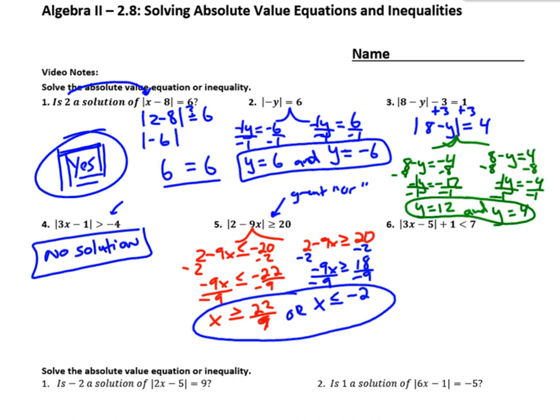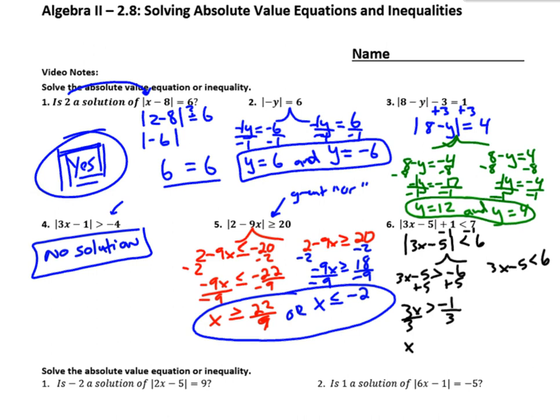And the last problem here, we've got the absolute value of 3x minus 5 plus 1. Absolute value is not by itself, so I've got to subtract that 1 from both sides first. So the absolute value of 3x minus 5 less than 6. Now the absolute value is by itself, so I can go ahead and split this into 3x minus 5. Switch it to greater than and make the answer negative. 3x minus 5, leave it and leave it. Add 5 to both sides. 3x greater than negative 6 plus 5 is negative 1. Divide by 3. Divide by 3. X is greater than negative 1/3.